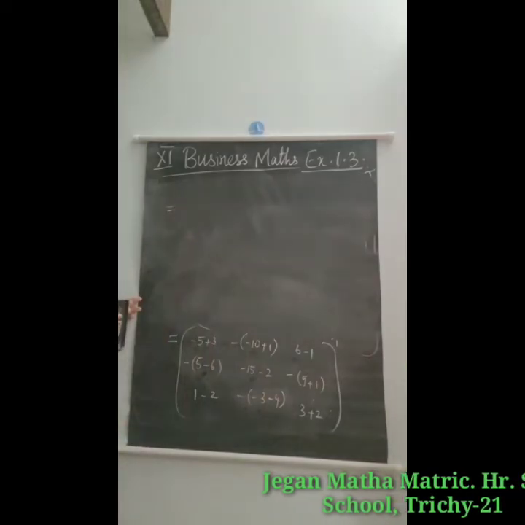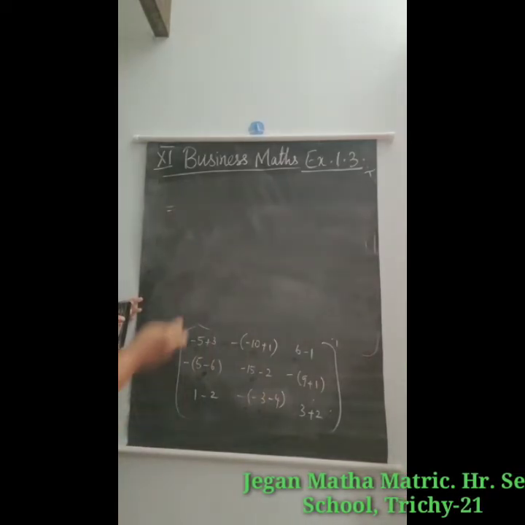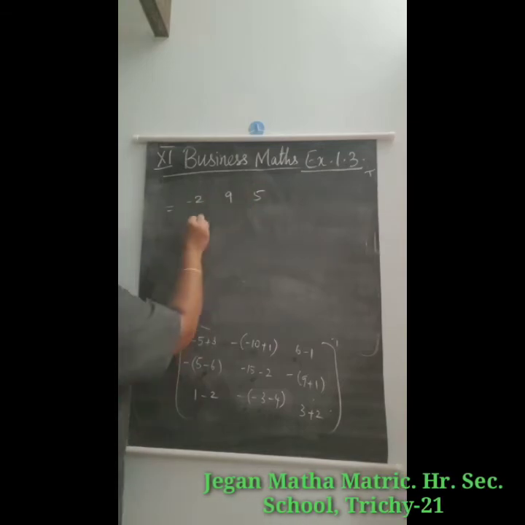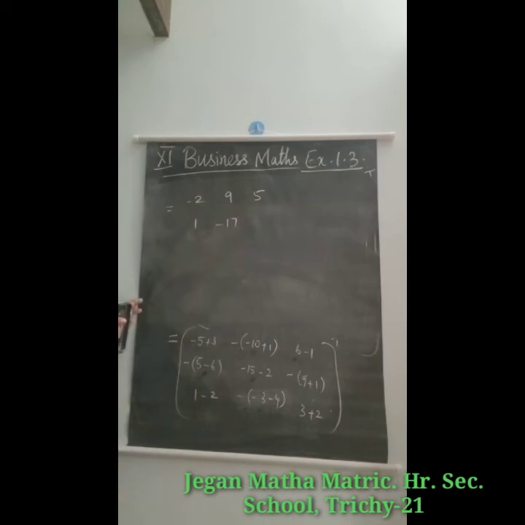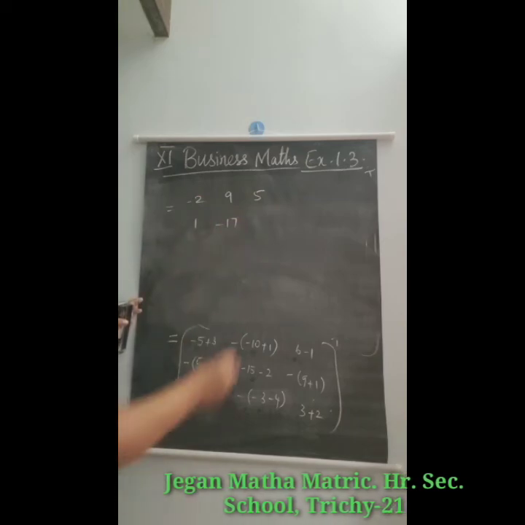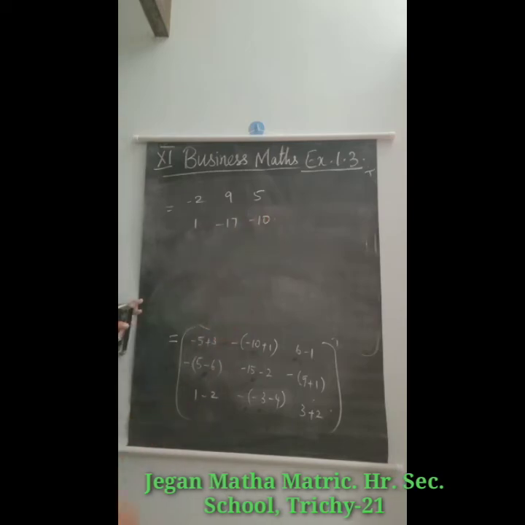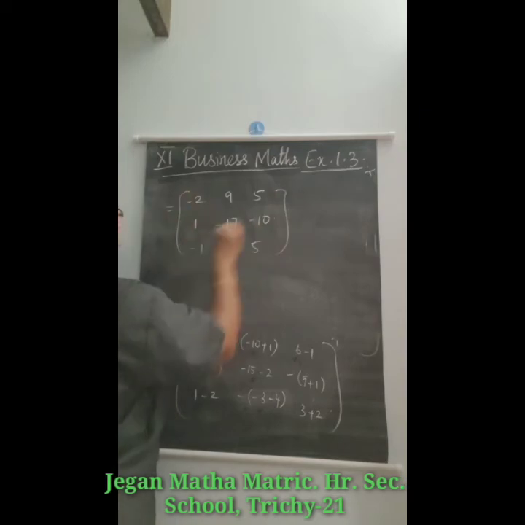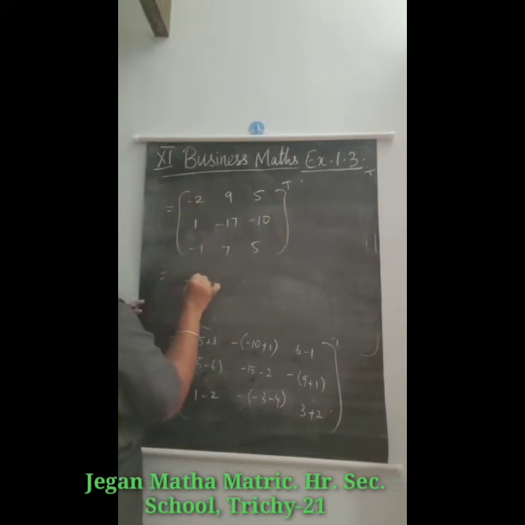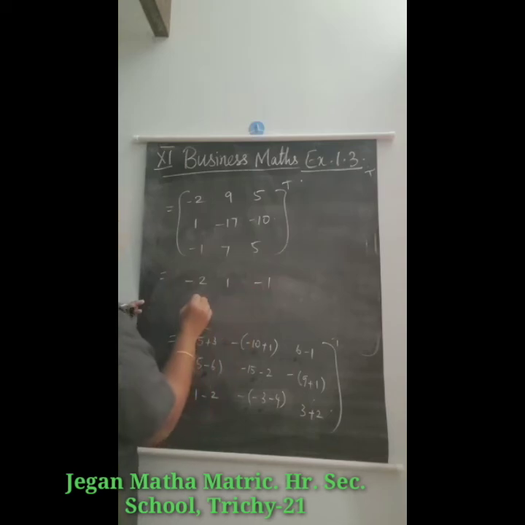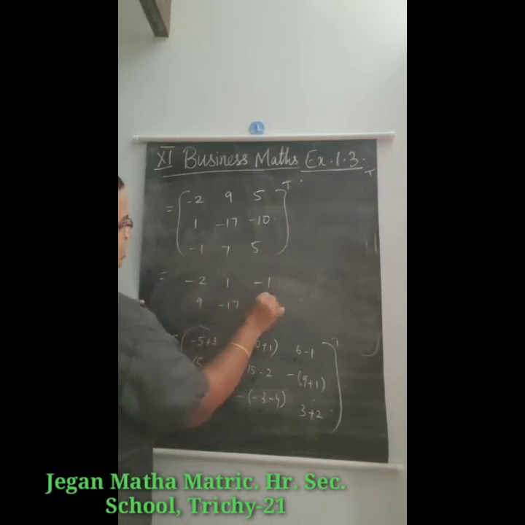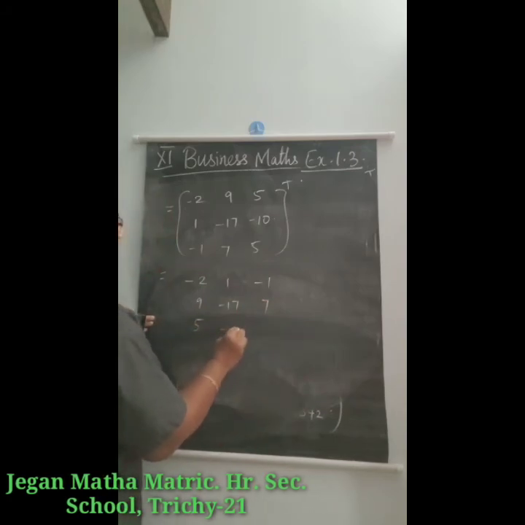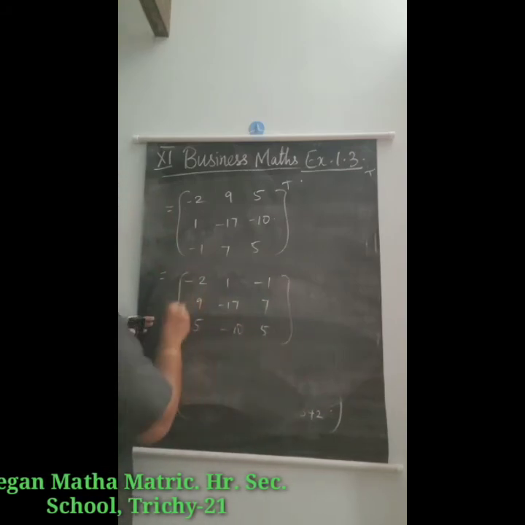So that is equal to minus 2, 9, 5, 1, minus 17, 10, minus 10, and here minus 1, 7, 5, the whole transpose. So you have to change into transpose. Minus 2, 1, minus 1, and here 9, minus 17, 7, and then next one 5, minus 10, 5. This is the adjoint A.